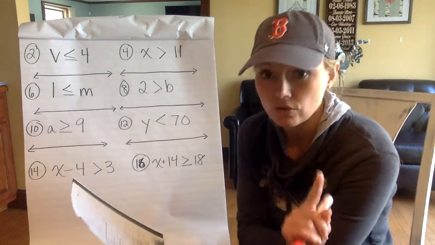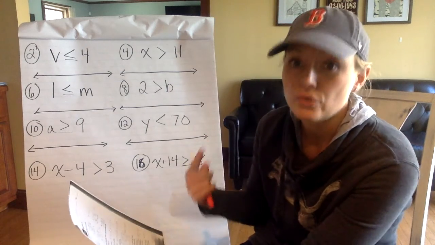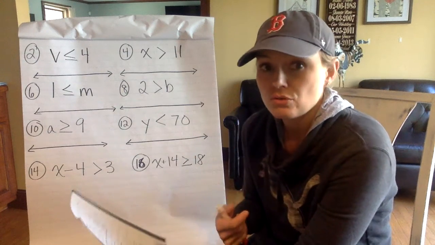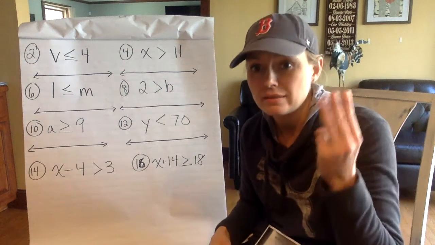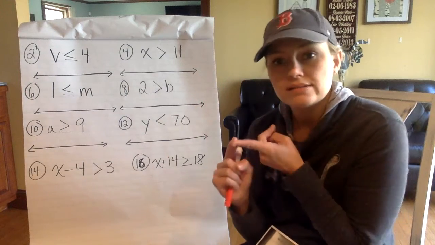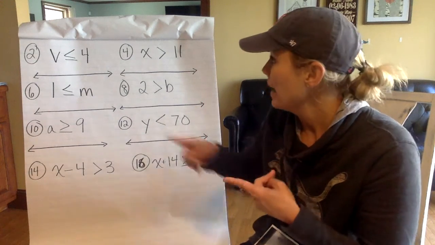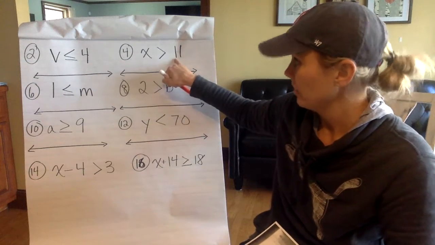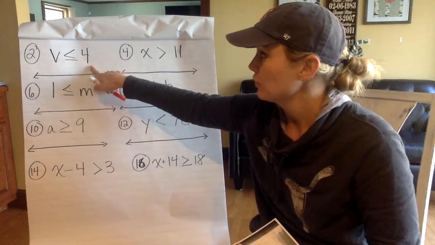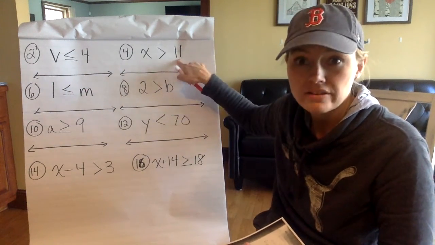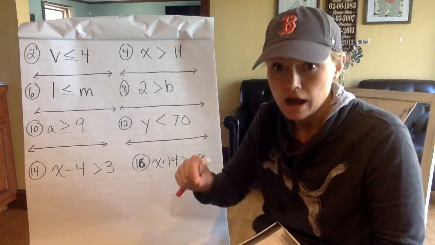The first part, solve the inequality. But now let's do the graphing. So if we think back to the graphing, we had 3 main things to think about. Where is the dot going to go on the number line? The dot is always going to go at the point at which it's being compared. Okay, v is being compared to 4. x is being compared to 11. Those are the locations of the dot.